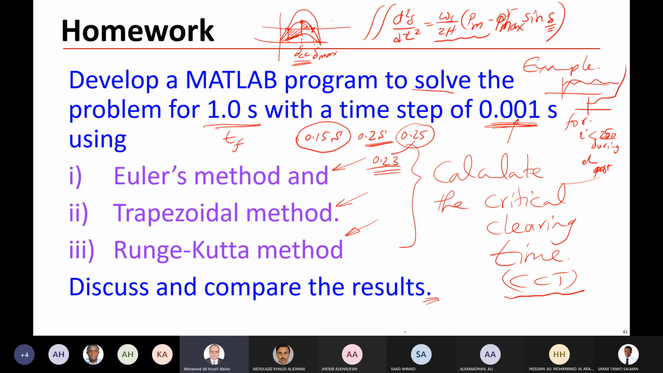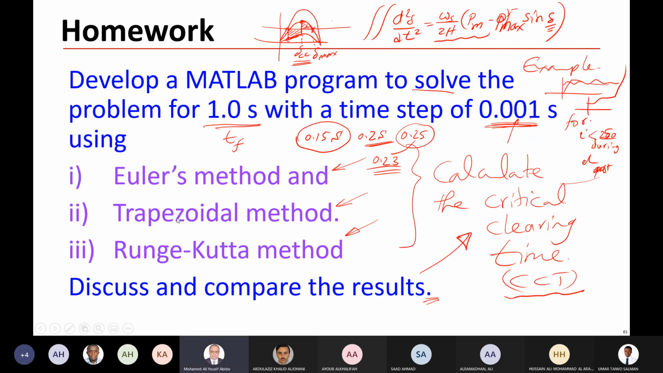You can add this request here: discuss and calculate the critical clearing time. Of course, you can experience how the time step will affect the solutions and which one gives you better results and so on. Of course, you can use MATLAB.